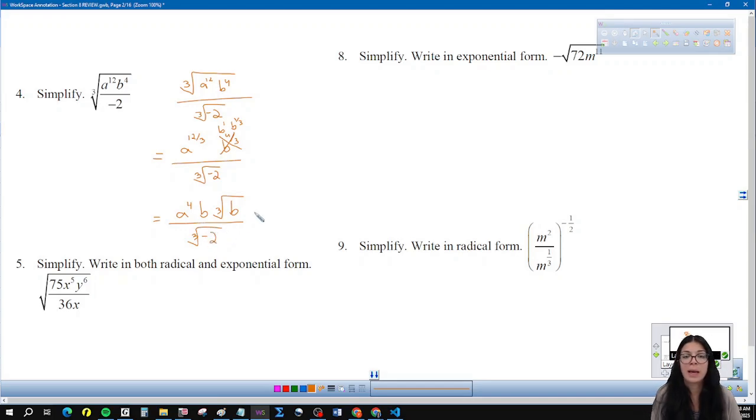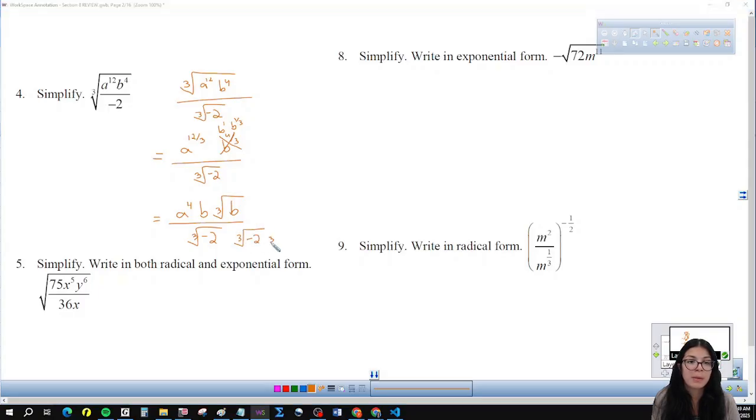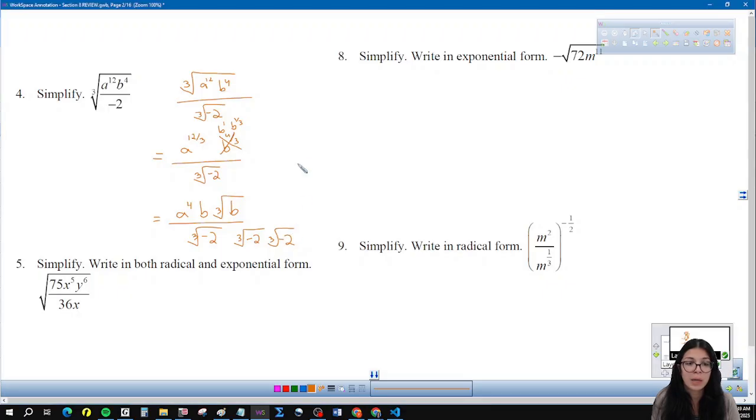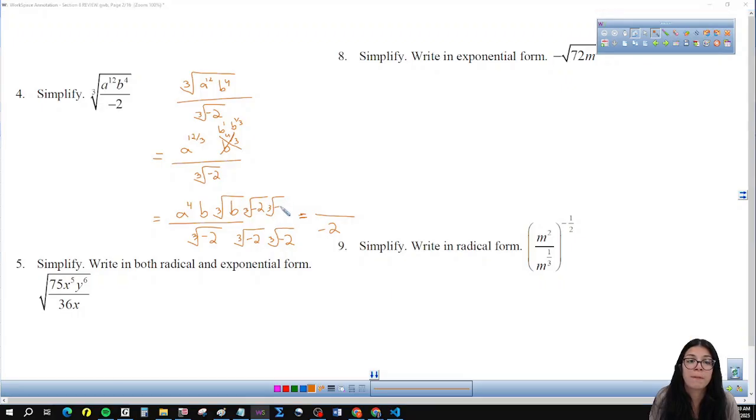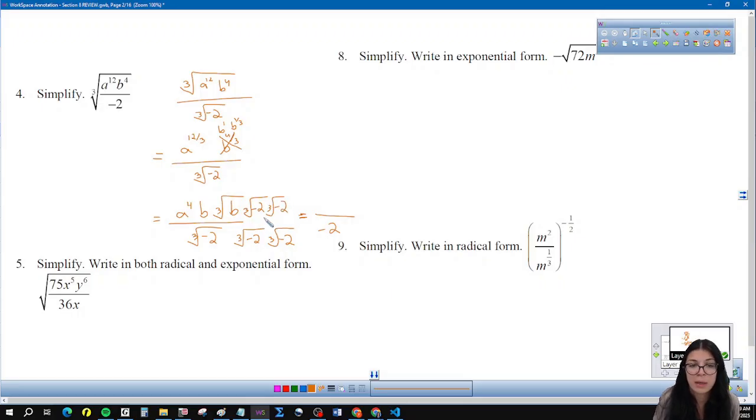The only thing is that I cannot keep a radical in the denominator. So since this is a cube root, I will multiply by 2 more copies of the cube root of negative 2. Because 3 copies of that same number means that you just have that number as a whole number. So of course, if I do that to the bottom of the fraction, I also need to do that to the top of the fraction, which means I'm really multiplying by the cube root of 4, since negative 2 times negative 2 is positive 4.